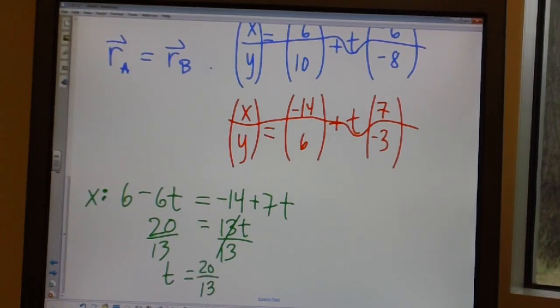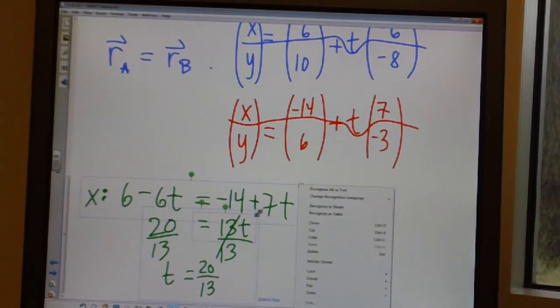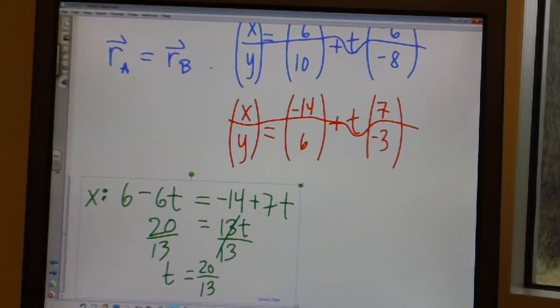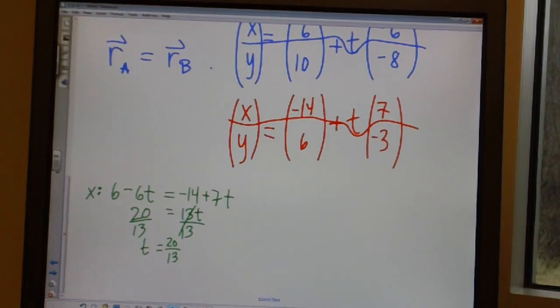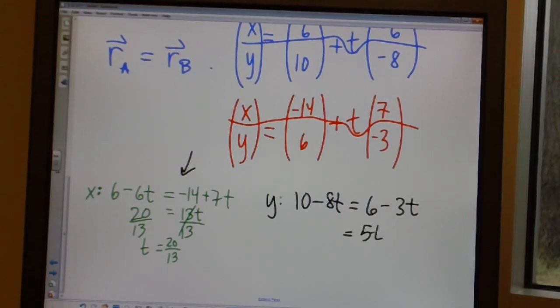So now I want to set up the same equation, except using the y coordinates, and solve for t and see if I get the same t that I did for the x coordinates. So for the y coordinates, I'm going to have 10 minus 8t, and that's equal to 6 minus 3t. Again, I'm going to solve for t. So I'm going to have 4 equals 5t, or t equals 4/5 of a minute.